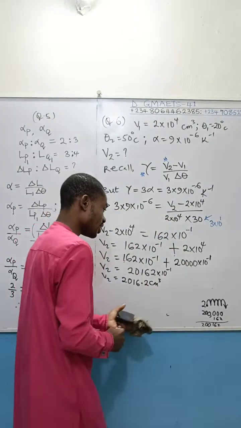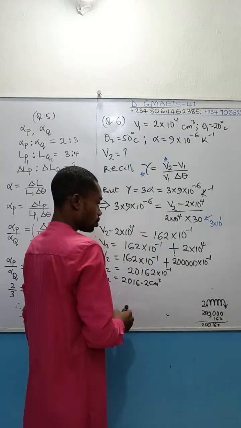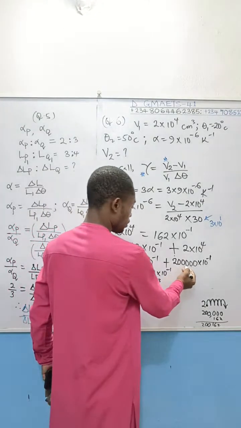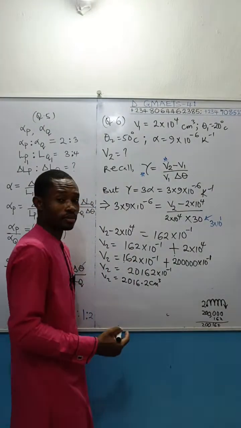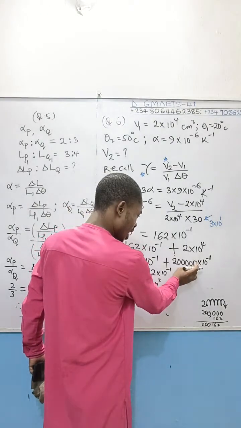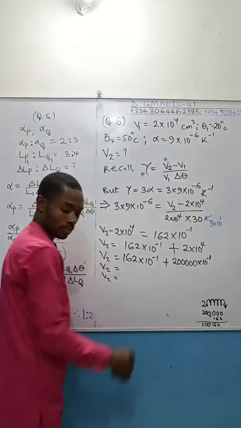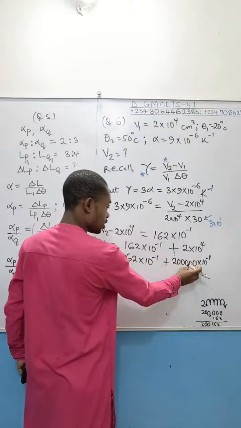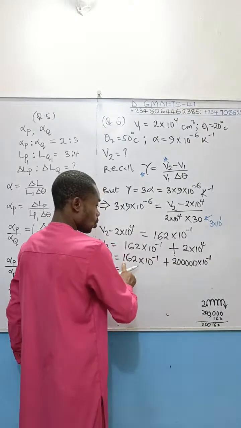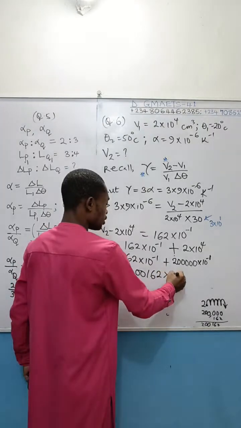So from what I did, this is meant to be 200,000, because you move the point 5 times, times 10 to the power of minus 1. If I divide this by 10, I'll still maintain my 20,000. This is correct. So from here, add this to this. 2 plus 0 gives you 2, 6 plus this gives you 6, 1 plus this gives you 1. So this is 200,162 times 10 to the power of minus 1.